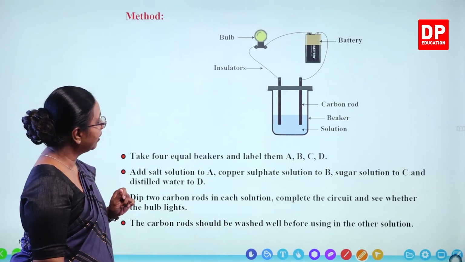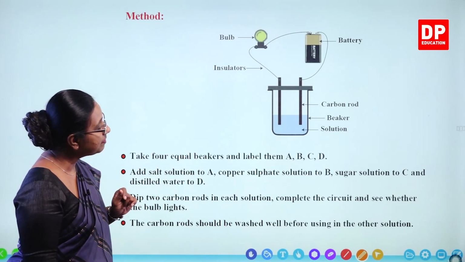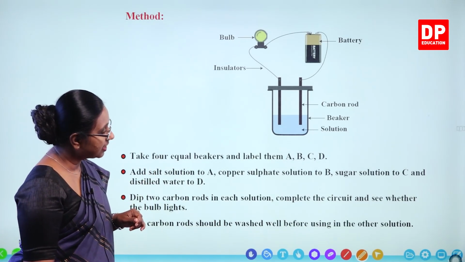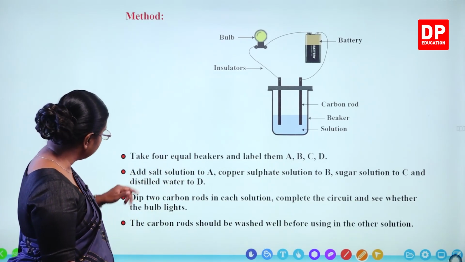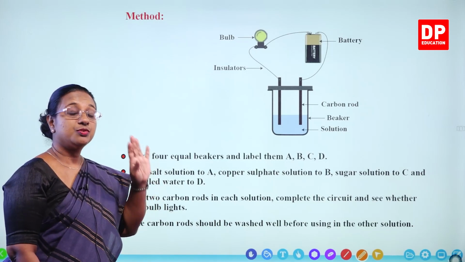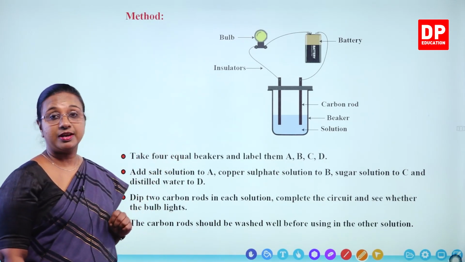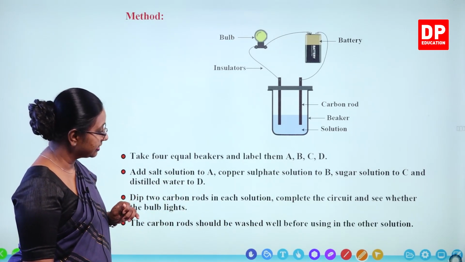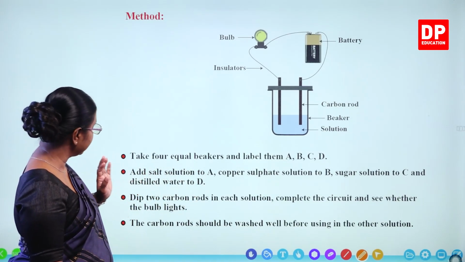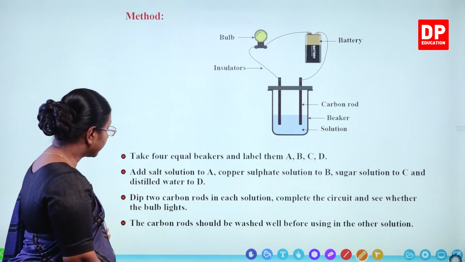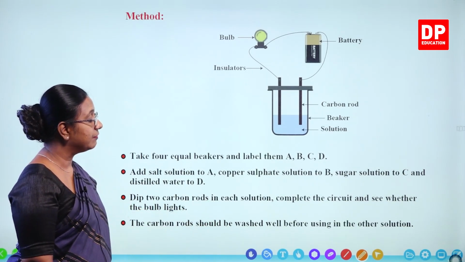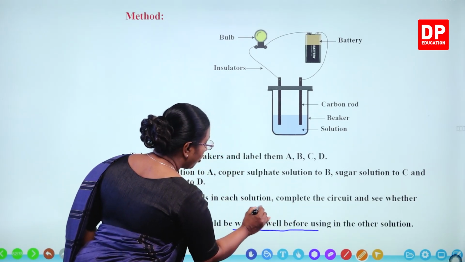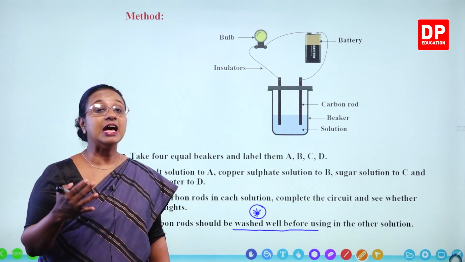Take 4 equal beakers and label them A, B, C and D. Add salt solution to A, copper sulfate solution to B, sugar solution to C and distilled water to D. So we have 4 different solutions in 4 different beakers, identical or equal beakers. Dip 2 carbon rods in each solution, complete the circuit and see whether the bulb lights. The carbon rods should be washed well before using in other solution. So this is what I told you. It has to be washed well before using it in the other solution.